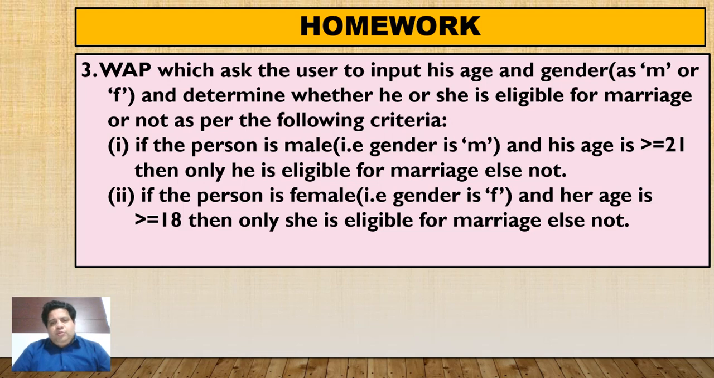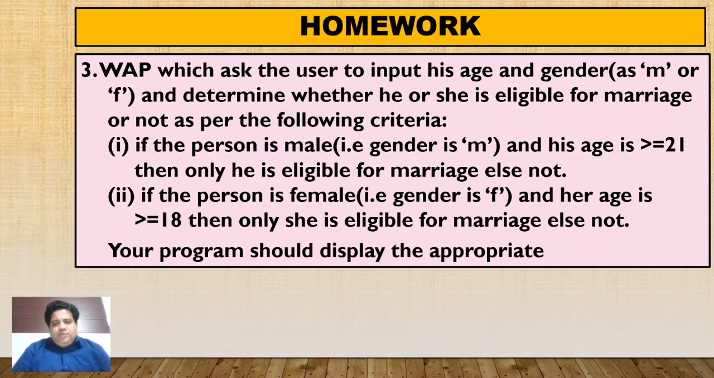See, such type of programs will help you to build logic. If you are not able to write such programs on your own, then it means you have to put more efforts. Okay? Now your program should display the appropriate message, meaning eligible for marriage or not eligible for marriage.